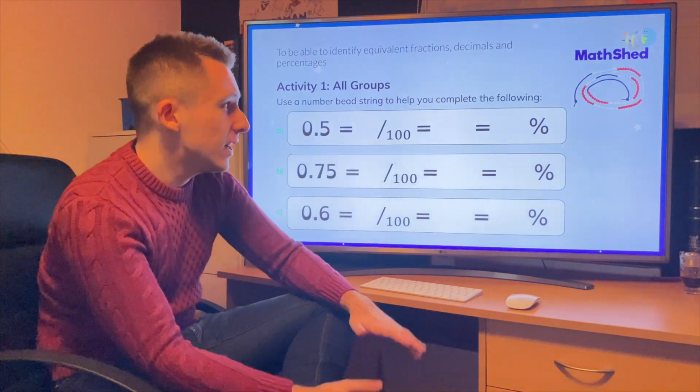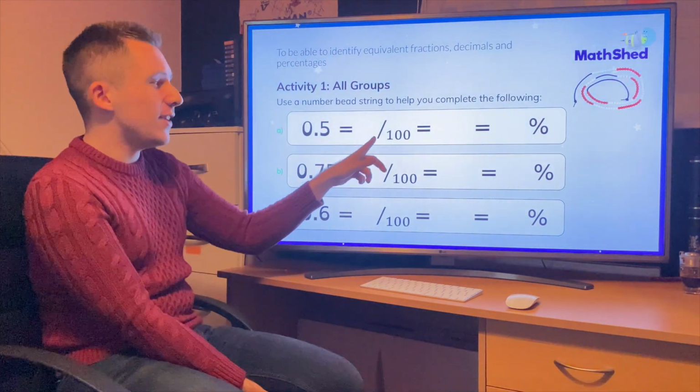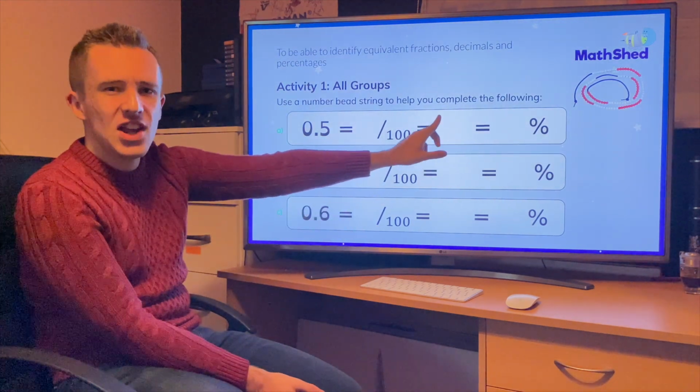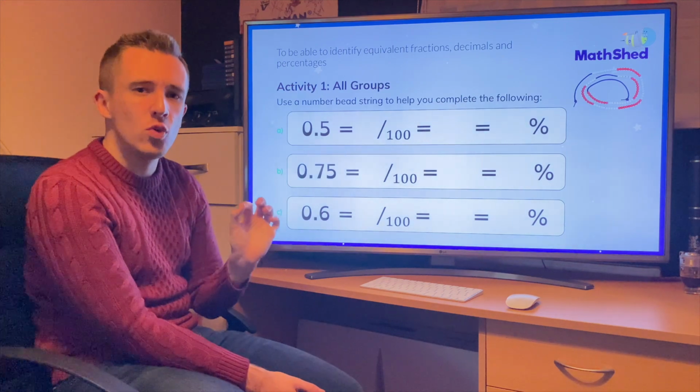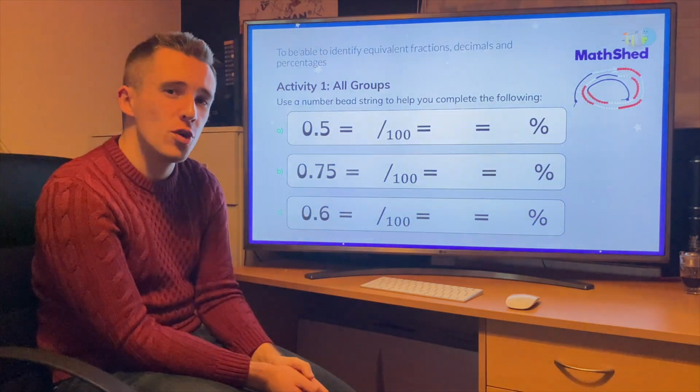All right, activity 1 then is for all groups. So what I'd like you to do is take this decimal, give it to me over 100. Then, if you can, cancel it down to a smaller fraction, and then give it to me as a percentage. Pause the video now.